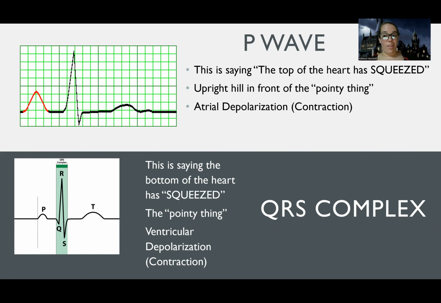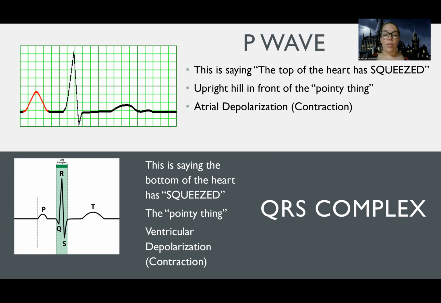But we want to know where in the heart has squeezed. Is the top of the heart squeezing okay? Is the bottom of the heart squeezing okay? That's what each of these waves helps to tell us. Like I said, the P wave tells us the top of the heart, or the atria, have contracted. Then that pointy thing next to the P wave is what's known as the QRS complex. If you hear me talk about the pointy thing, that's what I'm talking about. This is saying the bottom of the heart, or the ventricles, have squeezed. This is what's known as ventricular depolarization.